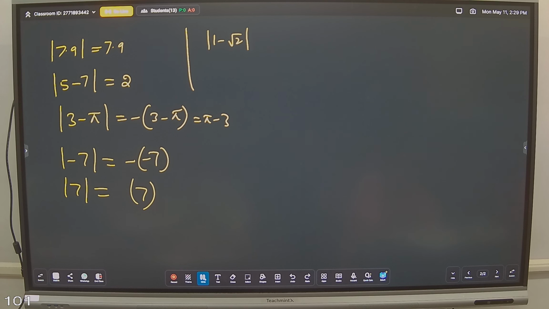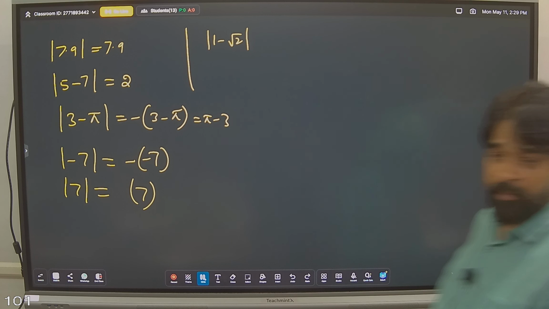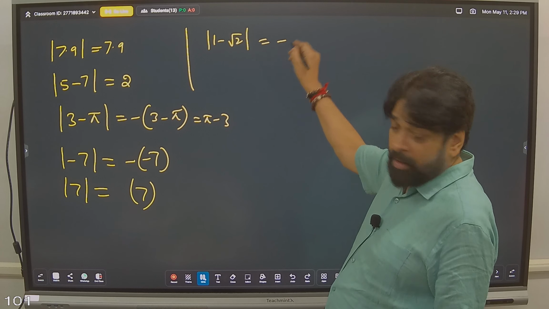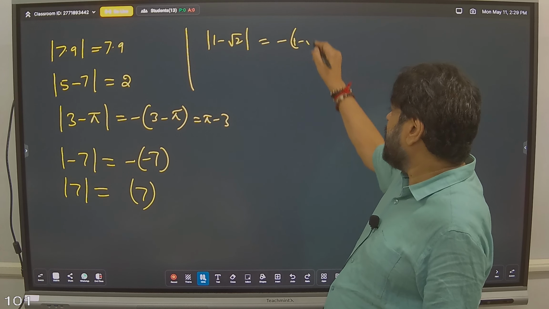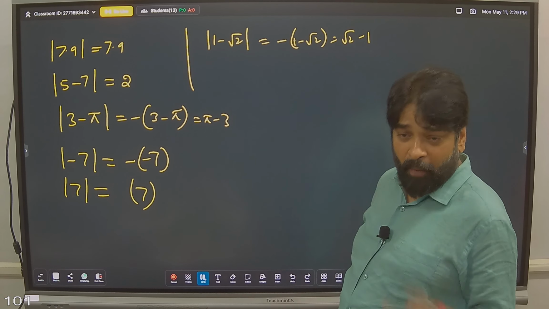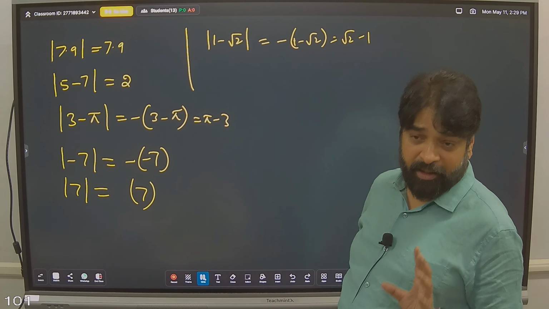First thing, is it positive or negative inside the mod? Speak. So if you remove the mod, what will come? Minus will come. Are you getting my point? So finally, root 2 minus 1. Is it clear why the minus is coming? You should be very crystal clear about it.